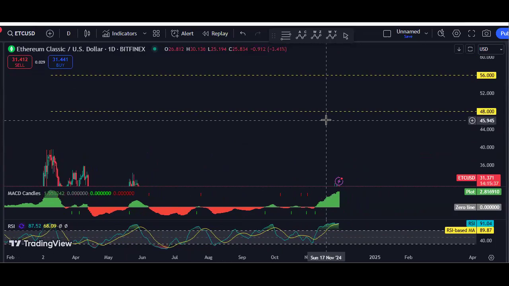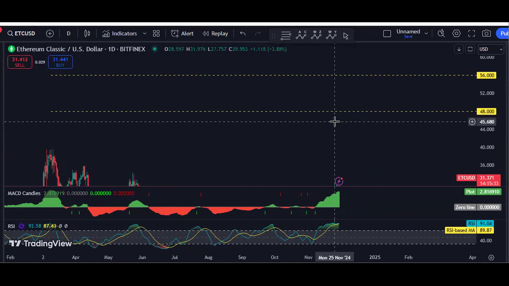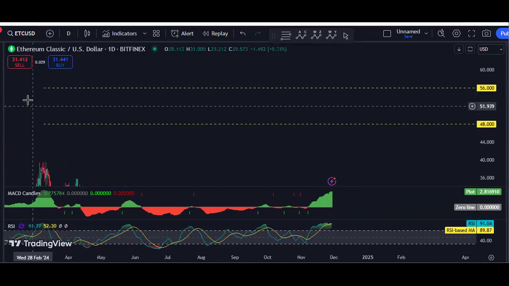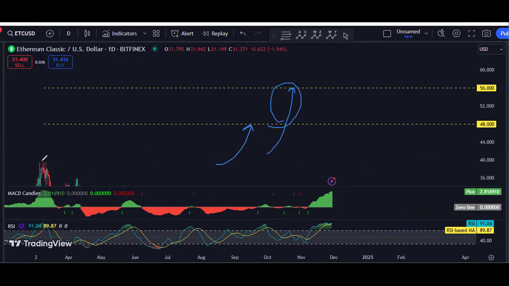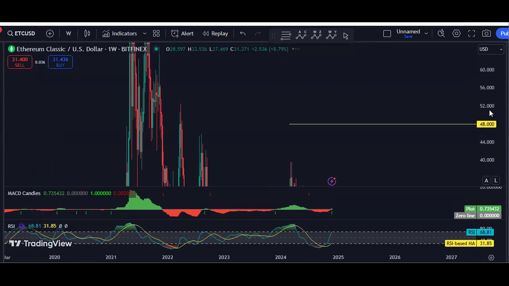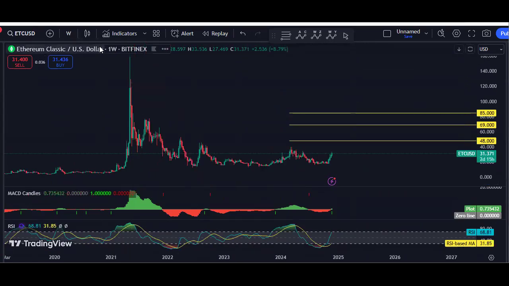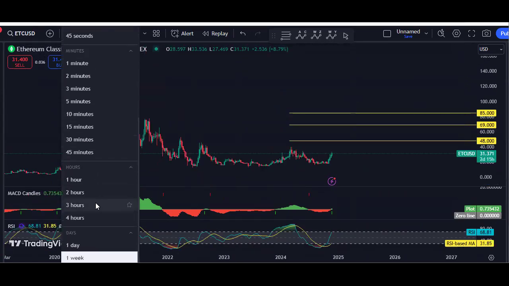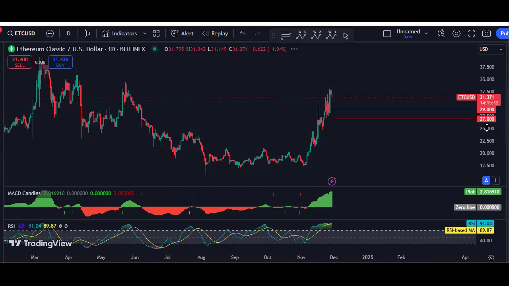We want to see the breakout of the 48. Based on the daily, after we see the breakout of the 48, the next target, this is the daily target we are looking for, is 48 followed by 56. With the breakout of this zone, then if we move to the higher time frame, with the breakout of the 56, then we can look for 69 and 85 followed by the all-time high. Okay, this is how we're looking at the chart.